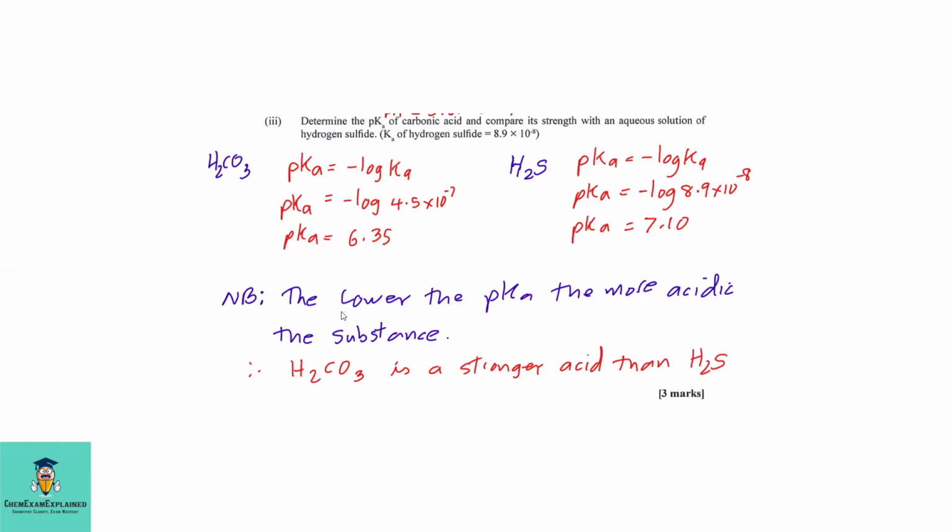Now note that the lower the pKa value, the more acidic the substance, or the stronger of an acid the substance is. So when we compare the pKa of carbonic acid to the pKa of hydrogen sulfide, we notice that the pKa of carbonic acid is lower than that of hydrogen sulfide. Therefore, carbonic acid is a stronger acid than hydrogen sulfide.